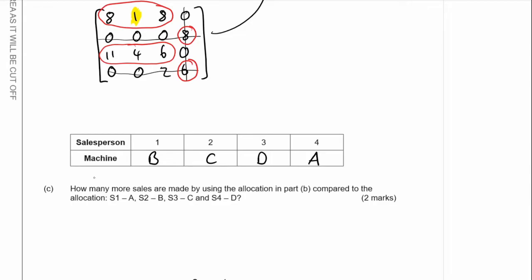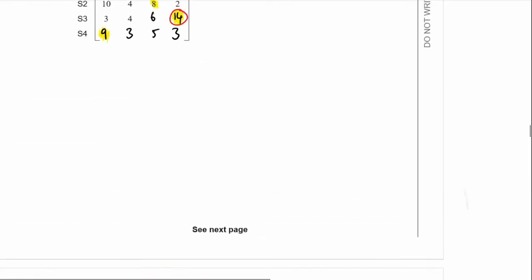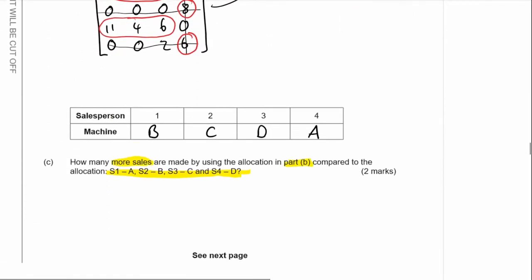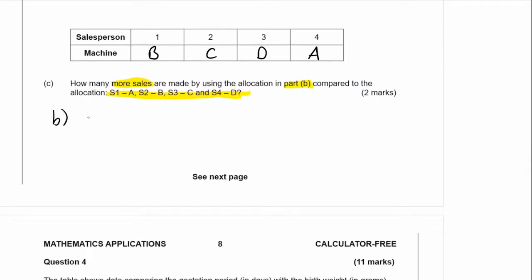Now, part C is how many more sales? More sales means that how much should it go up or down by using the allocation in part B. So use your answer here to compare it to this allocation over here. So first, let's work out what our allocation was. Our allocation was 5, 8, 14, and 9. So part B was 5, 8, 14, and 9. 5 and 8 is 13. 13 and 14 is 27. 27 and 9 is 36.